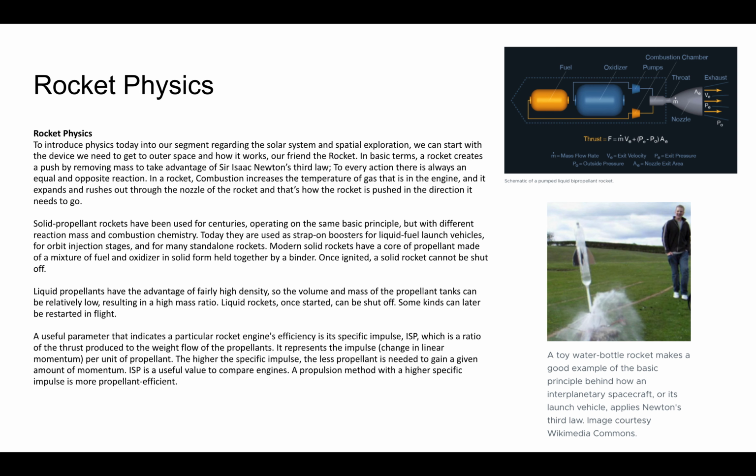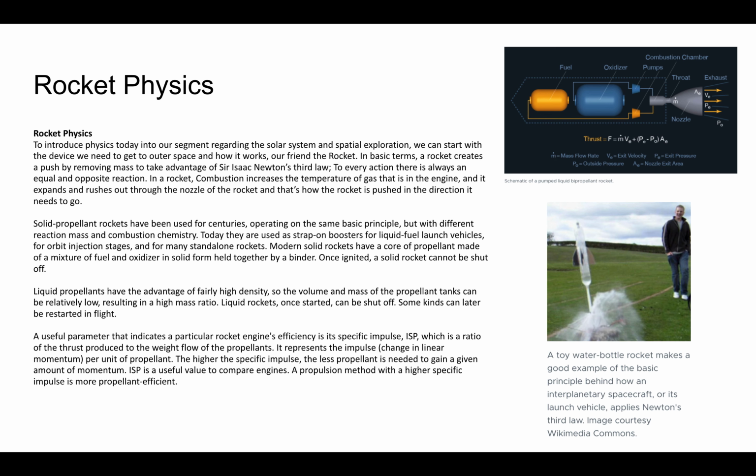Solid propellant rockets have been used for centuries, operating on the same basic principle but with different reaction mass and combustion chemistry. Today, they are used as strap-on boosters for liquid fuel-launched vehicles, for orbit injection stages, and for many standalone rockets. Modern rockets have a core of propellant made of a mixture of fuel and oxidizer in solid form held together by a binder. Once ignited, a solid rocket cannot be shut off.